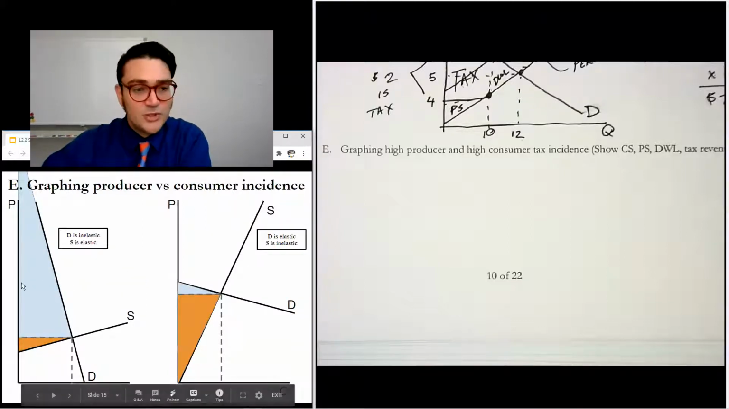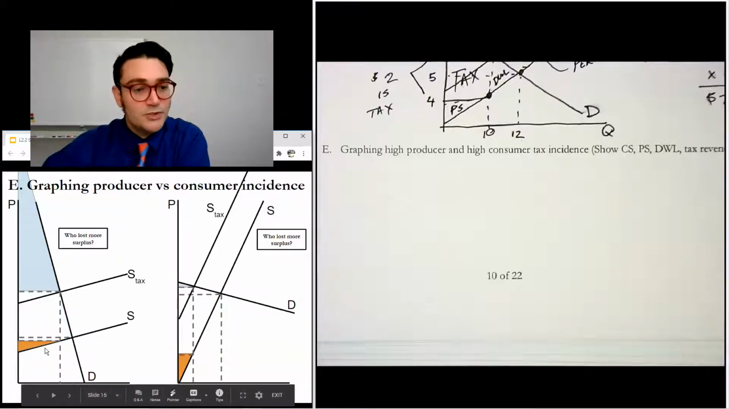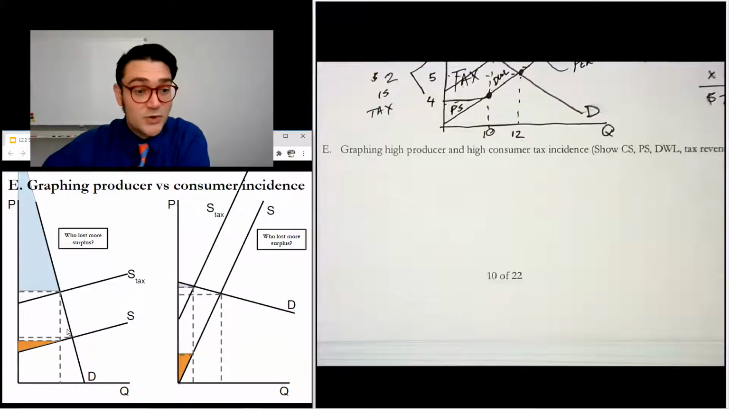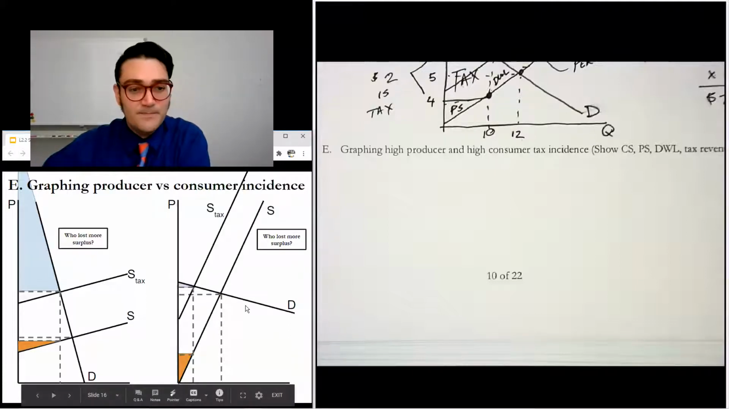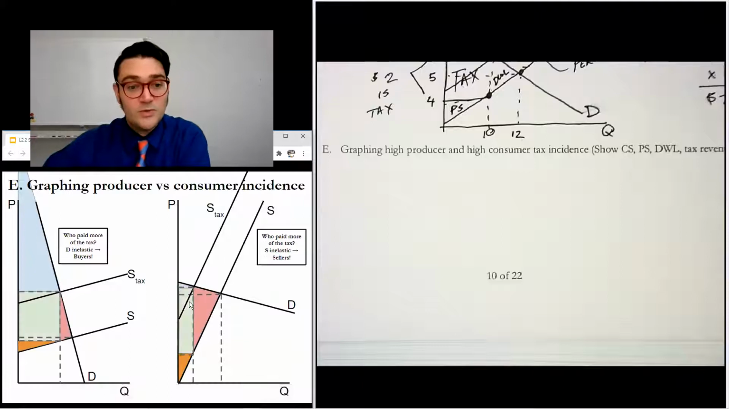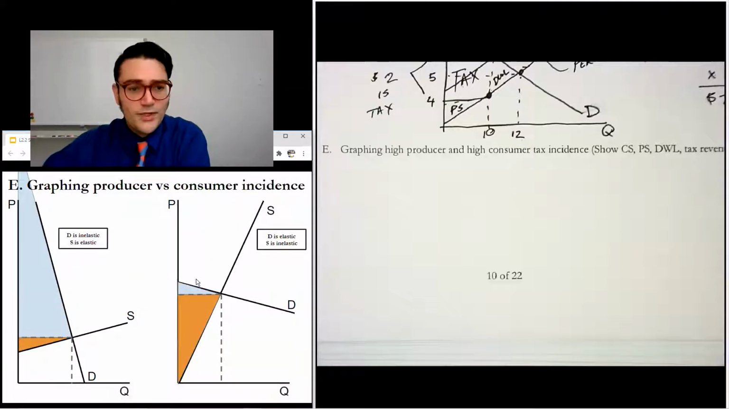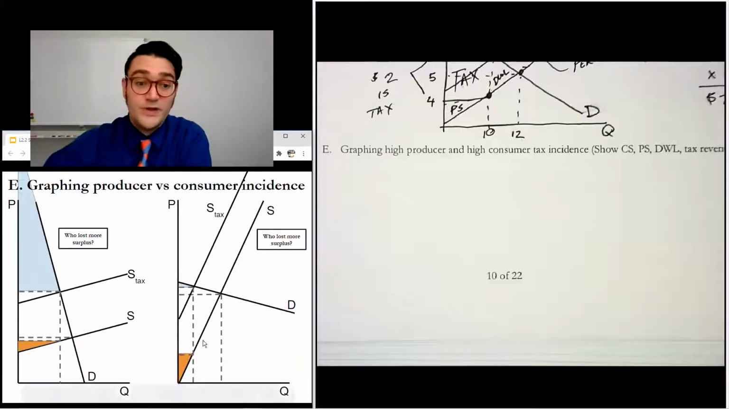In this left picture, who lost more, the blue or the orange? Well, pretty clearly the blue did, right? The blue gave up this huge box in that triangle, and the orange gave up just a little bit. Over here on the right, who gave up more surplus? We have orange and then blue. Well, clearly the orange did.